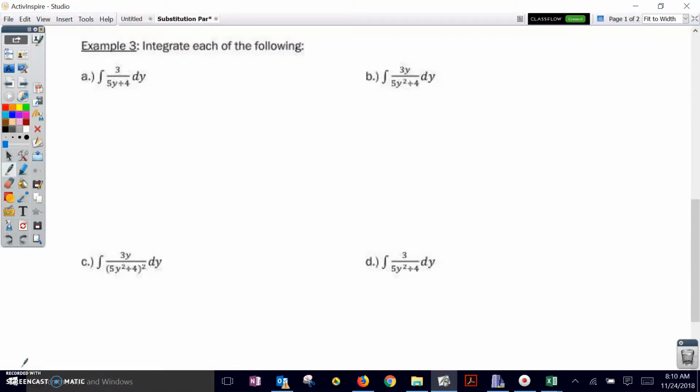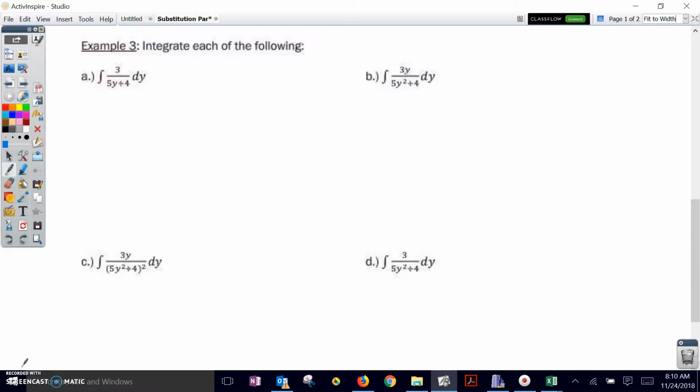Alright, welcome back everybody. In this video we're going to look at example 3 from the Substitution Part 2 lesson. In this particular example we're going to look at finding a bunch of integrals that look fairly similar and some of the differences that crop up as we find these integrals using substitution.